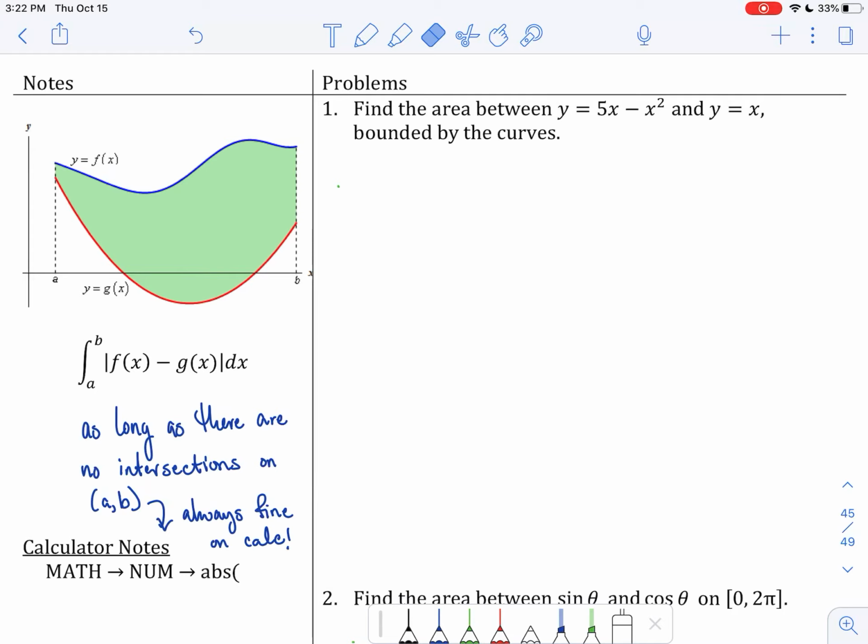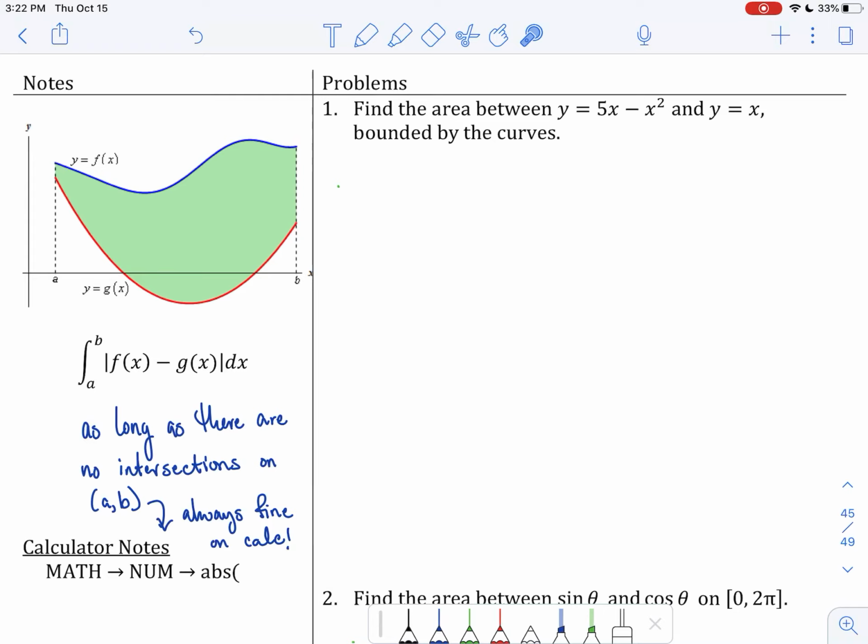If there were, let's say, an intersection in between a and b, and you were trying to do it by hand, you would have to split it up into two separate problems. But if you're on a calculator, you can just use the absolute value, which for most of you will go math, then click number, and then absolute value. You can type it right into your fnInt function. However, we're going to be doing some stuff by hand.